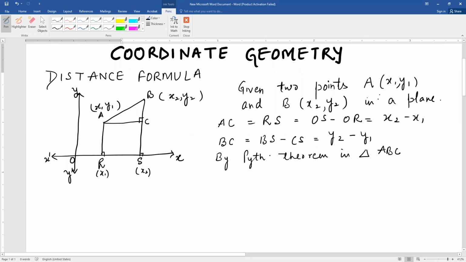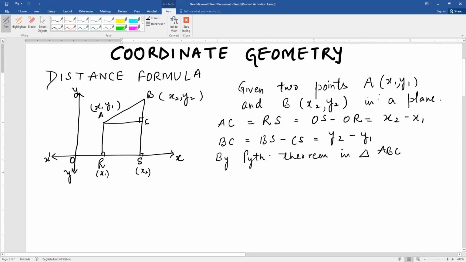this is the x1 point, यानी इसकी पोजीशन जो है R x1 डिनोट करता है और S point x2 डिनोट करता है. That means O से R का distance, OR distance is x1 and OS distance is x2. Therefore, AC is nothing but RS, that means OS minus OR, that means x2 minus x1.